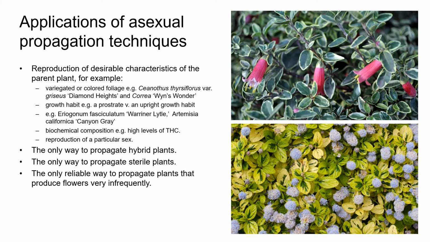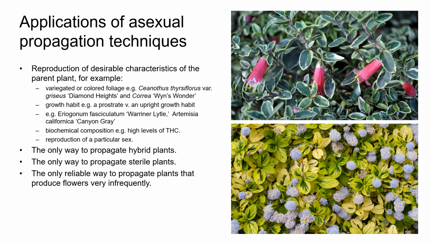Asexual propagation techniques are essential when we want to reproduce desirable characteristics of the parent plant. For example, perhaps we want to reproduce variegated foliage, as is the case with the two plants pictured here on the right, Coria winds wonder at the top and Diamond Heights ceanothus at the bottom.